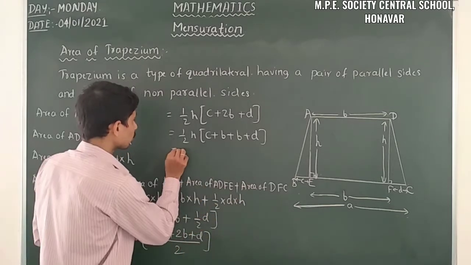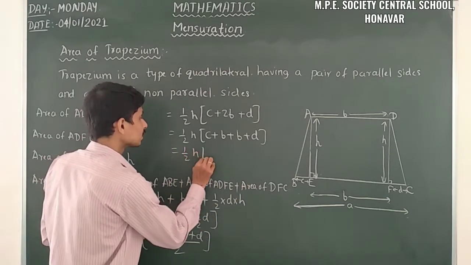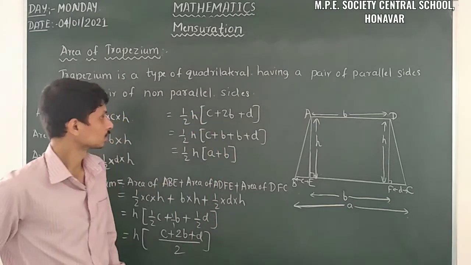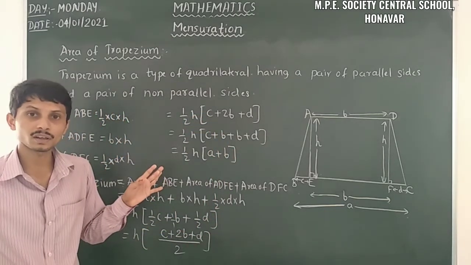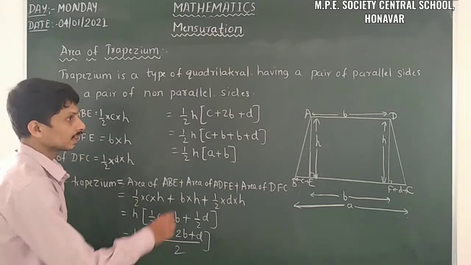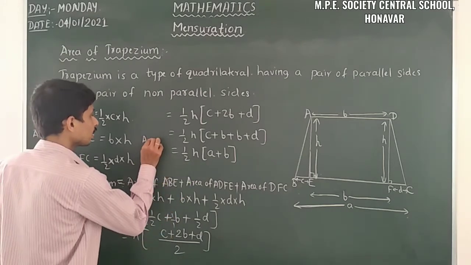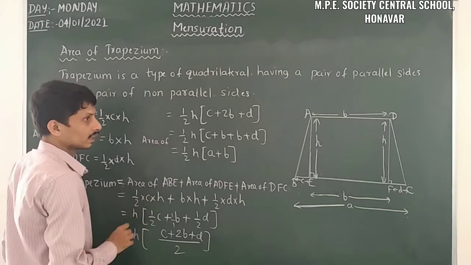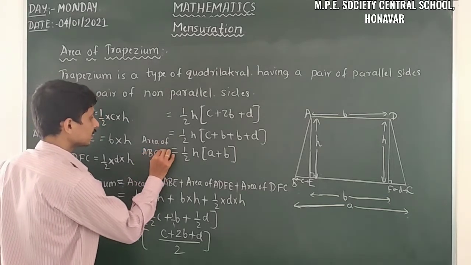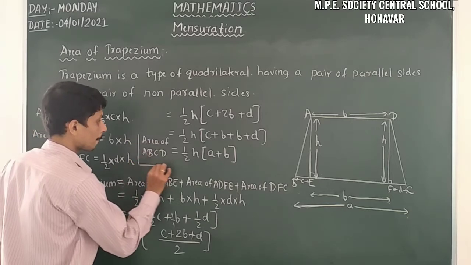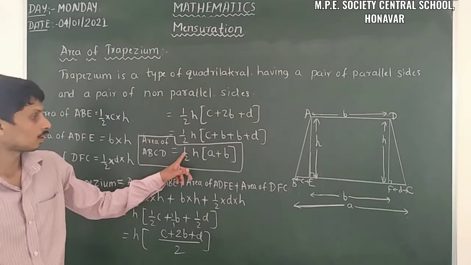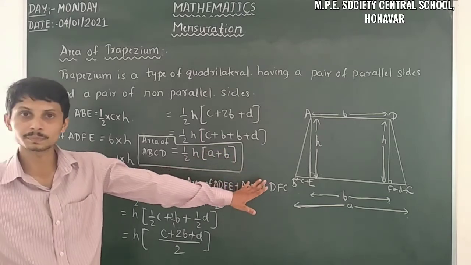So we can take it as A. So that is 1 by 2 into H into A plus D. This is the formula of area of trapezium ADCB. That is, area of ABCD is equal to half into H into A plus B.